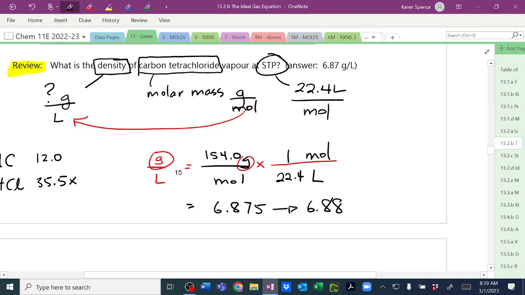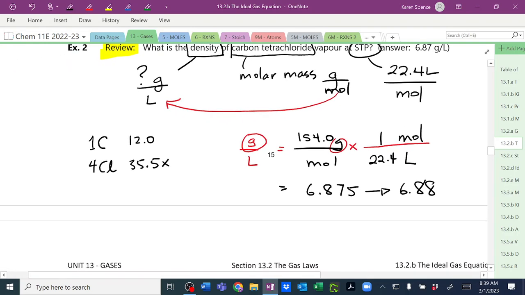Maybe I was using a periodic table with more digits. That is always possible.